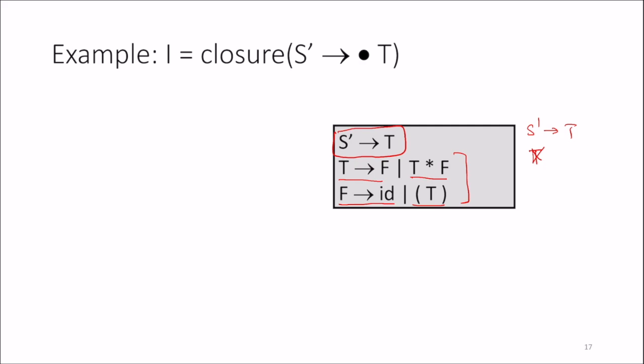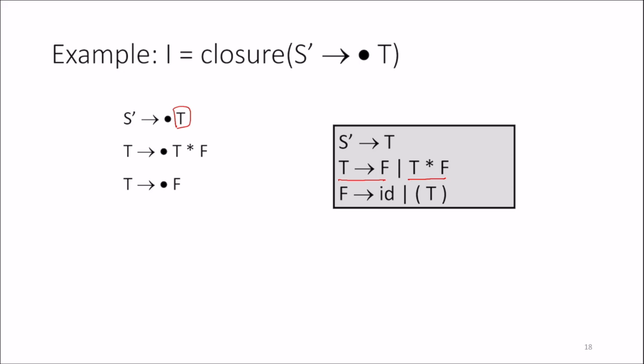So let's start with the closure of S prime goes to dot before the T. So remember, the closure property says you look up all of the rules which have T as the left-hand side, right? So we start with S prime goes to dot T. We look up all of the rules with T on the left-hand side. So there's two of them, T goes to F and T goes to T times F. And we put the dot in front of that. So you put dot before T times F, dot before F. So we've added these two.